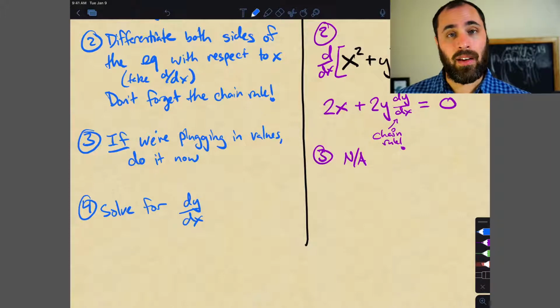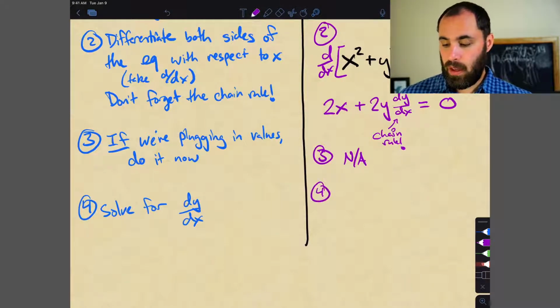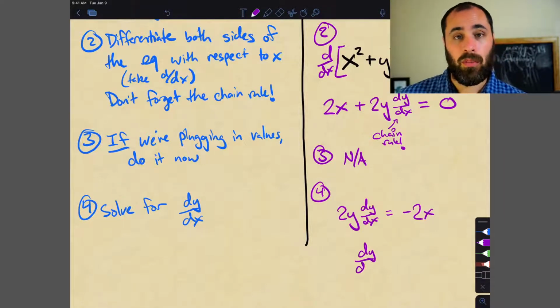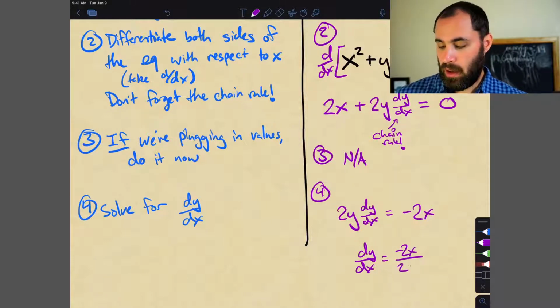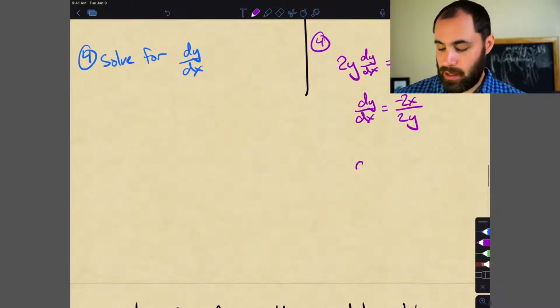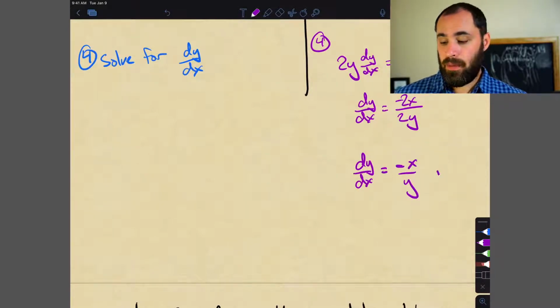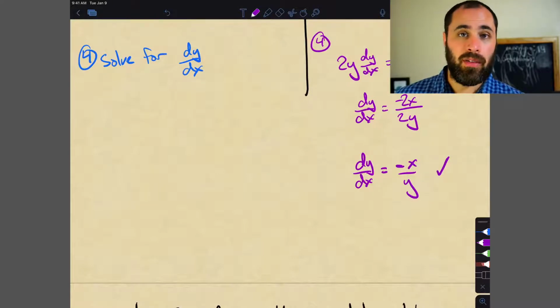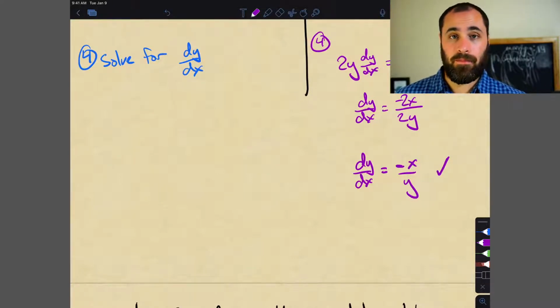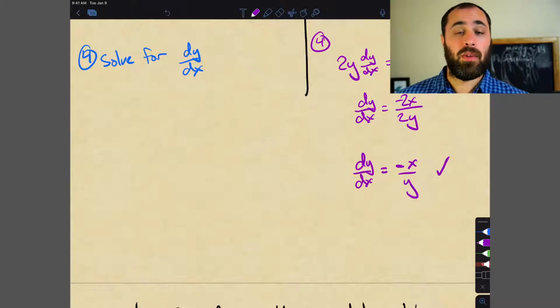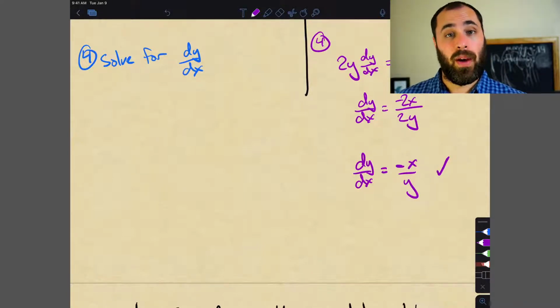So let's solve that. We'll get that quantity alone on one side of the equation. So we can subtract 2x from both sides. We can divide both sides by 2y. And after canceling the 2's, we see dy dx is minus x over y. So what does that tell us? That tells us that any point on the curve given by x squared plus y squared equals 1, the change in y over the change in x is given by this value minus x over y. So it depends on the x value as well as on the y value.